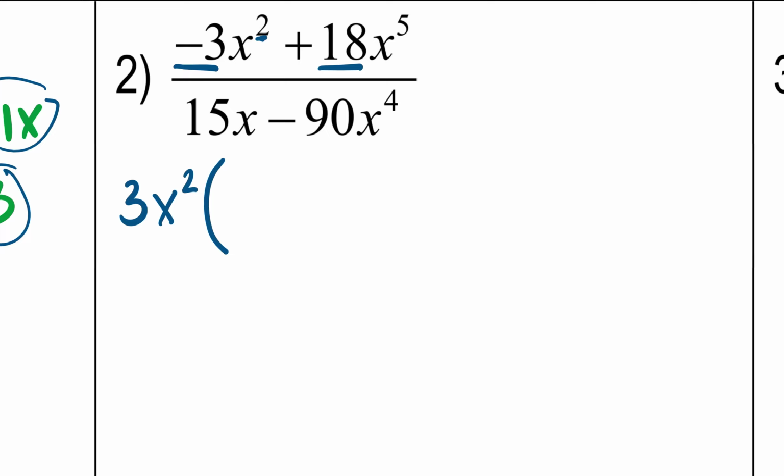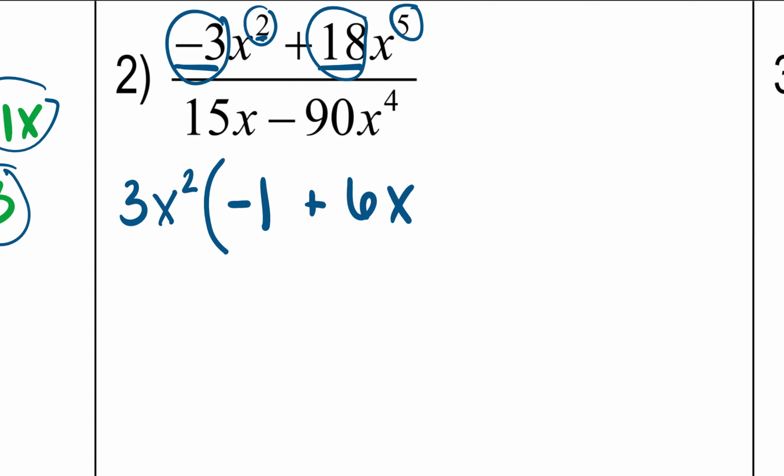Now I have to divide everything. So I have -3 divided by 3 is -1. And then if I have 2 x's, I take away 2, I won't have any left. Okay, so I'm done with that one. Then I do plus. Now I have 18 divided by 3 is 6. And if I have 5 x's and I take away 2, I have 3 x's left. Okay, so the top is done.